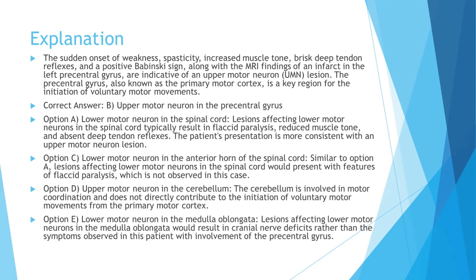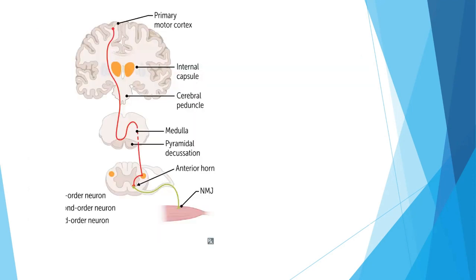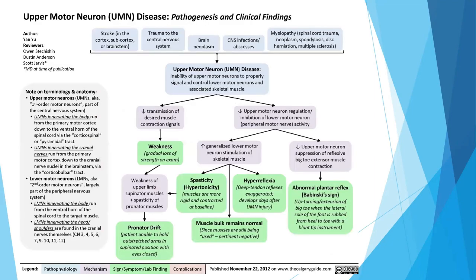And the precentral gyrus, also known as the primary motor cortex, is a key region for the initiation of voluntary motor movements. So, the pathology is there in the upper motor neuron in the precentral gyrus. Now, this is the typical motor pathway, and we will again come back here, but let's summarize this all. So, upper motor neuron disease, pathogenesis, and clinical findings.